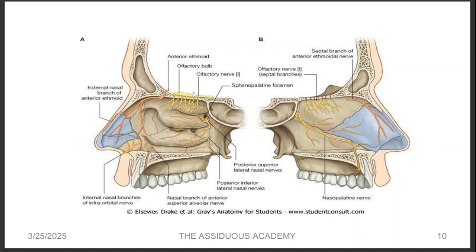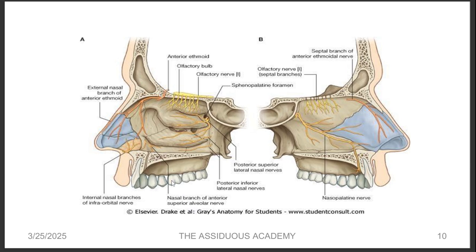You can see the olfactory nerve, which is cranial nerve number 1, and then you have got the anterior ethmoidal nerve here, going all the way to the front. Okay, and then you have got the posterior superior lateral nasal nerves. These ones you have got the posterior inferior lateral because they're on the lateral aspect. So you have got posterior, they're at the back, posterior but superior, and this one is posterior but is inferior. And then you have got the nasal branches of the anterior superior alveolar.